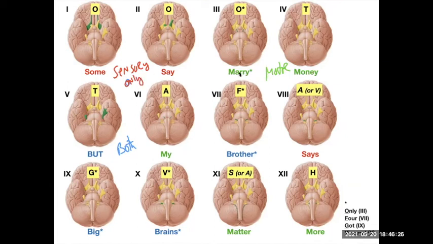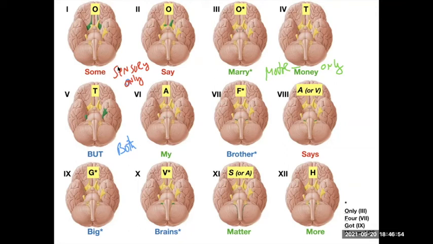And these ones with M's, marry, money, my, matter, more, are motor only. That is, they don't have a sensory component to them. And these both are both sensory and motor. Right, so you've got to have that down, right? You've got to remember these, some way to remember, some mnemonic to remember the names. And they're going to go in order from 1 to 12.